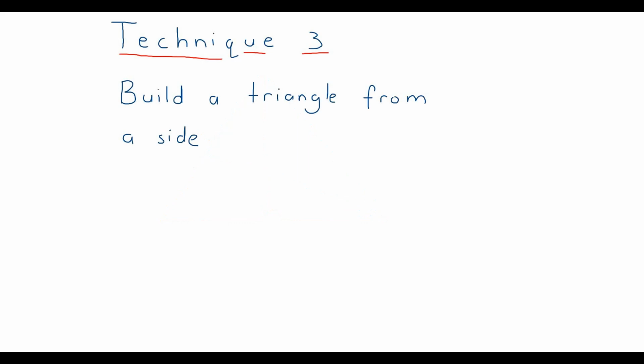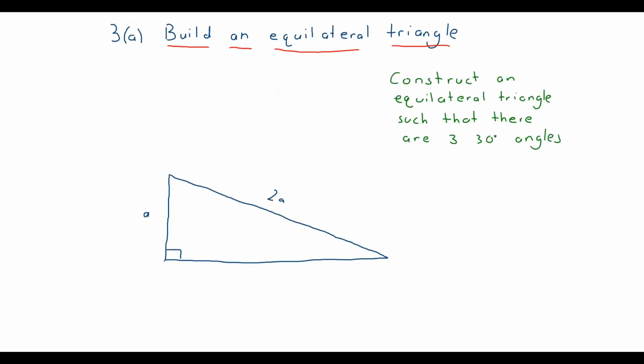Okay, and the third of 3 techniques is building a triangle from the side. This one will have a few little subparts on it, so let's take a look. What we're going to be doing is part 3A. We're going to be building an equilateral triangle. So what this means is we pick one side in an existing triangle to be a side of our equilateral triangle, and then I build an equilateral triangle off of it.